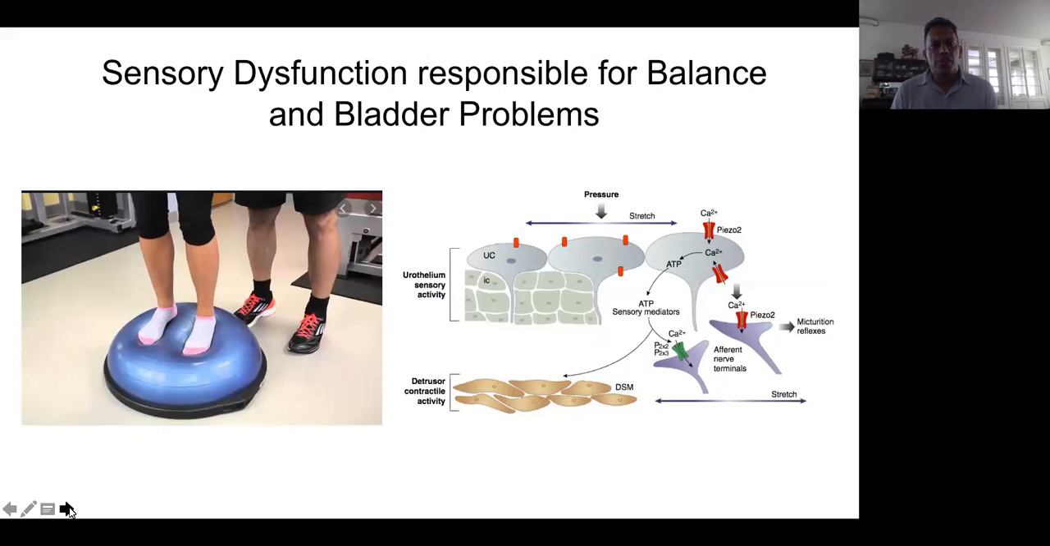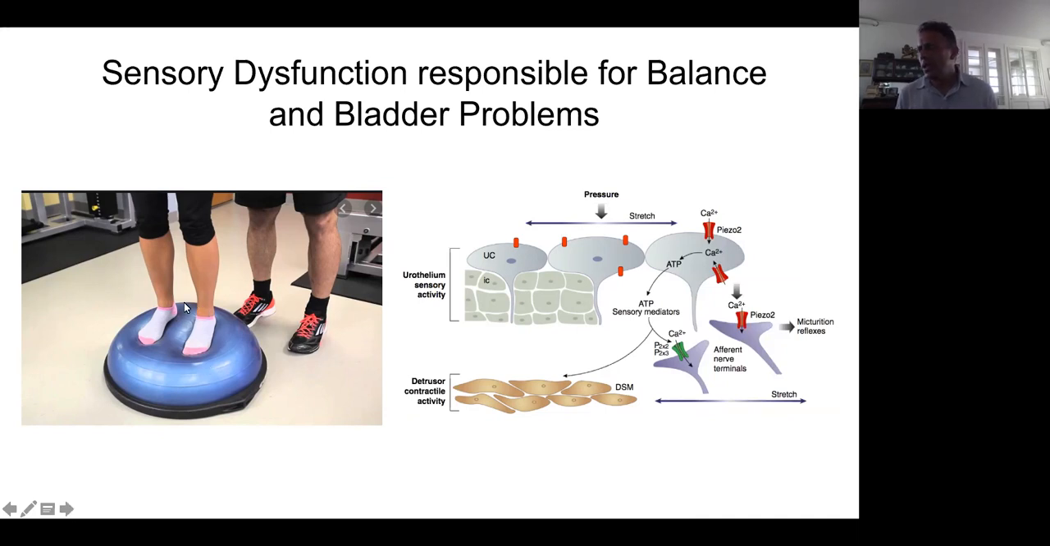So this sensory dysfunction is really responsible for the kinds of balance and bladder problems that affect patients with AMN day to day. And we've been studying the different components in the dorsal root ganglia and the kinds of things that happen to neurons. But if you don't have the proper sensation and signaling coming from the periphery to the brain, often your body doesn't understand where your joints are in space. And that is exactly what happens in AMN.